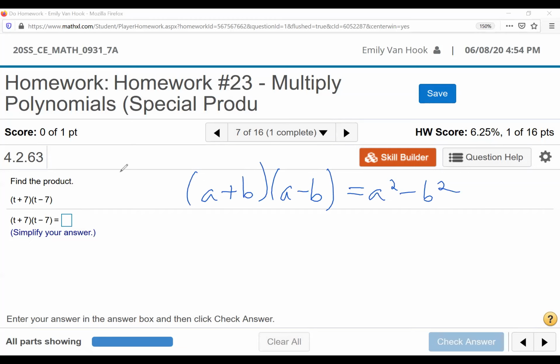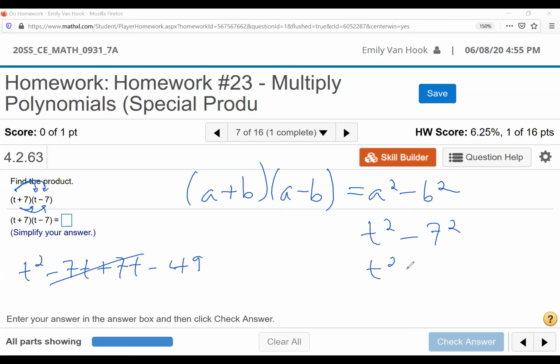Or you can FOIL. How many times have I said that today? So I could just FOIL, right? T squared minus 7t plus 7t minus 49 would be my 4 terms. But then the 7t's cancel. Or I could just do this, t squared minus 7 squared, t squared minus 49. So I think the formula is shorter in a problem like this, but that's the way you're meant to get to the answer for this. But again, FOIL is fine.